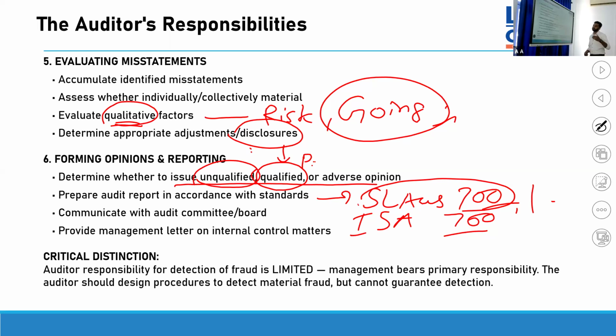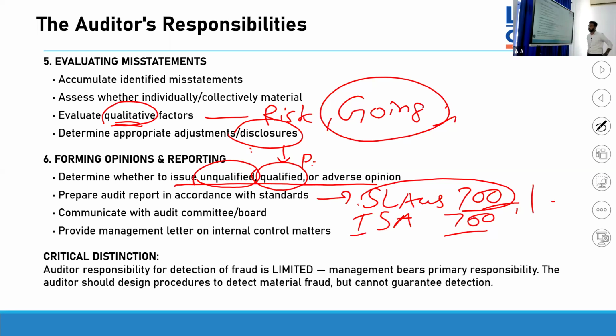We can't provide any audit opinion or audit report as we wish. There is a separate format. There are some contents. We discuss those things also, right? Hope you all are okay with that. So we must comply with those criteria and rules.